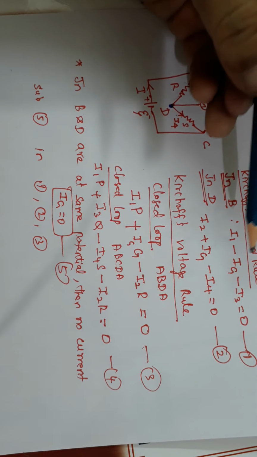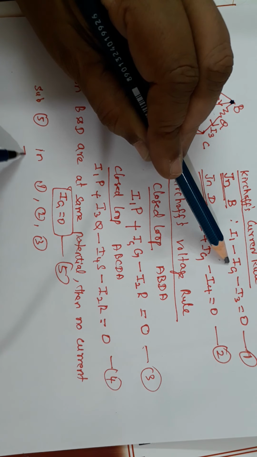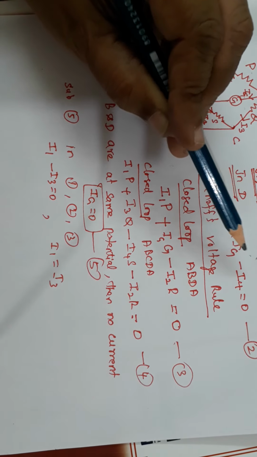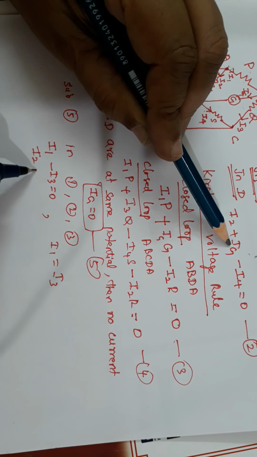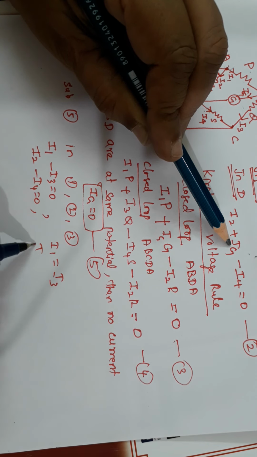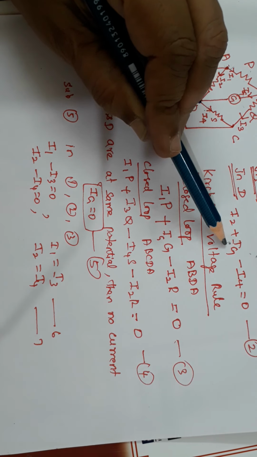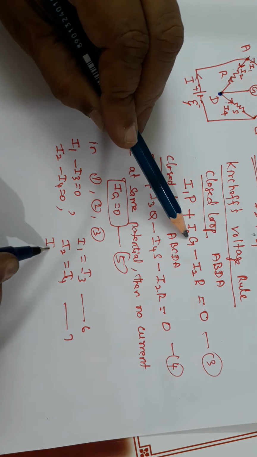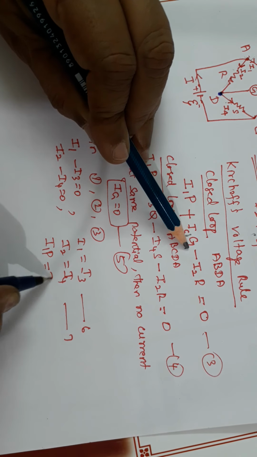You come to this first rule. If Ig is 0, you can write I1 minus I3 is equal to 0, right? So I1 is equal to I3. Now in the second equation, Ig is 0, so we write I2 minus I4 is equal to 0. That is I2 is equal to I4. Let these be 6 and 7. Now if you put Ig equal to 0, what do you get? I1P, this term is 0, so you will get I1P equal to I2R.